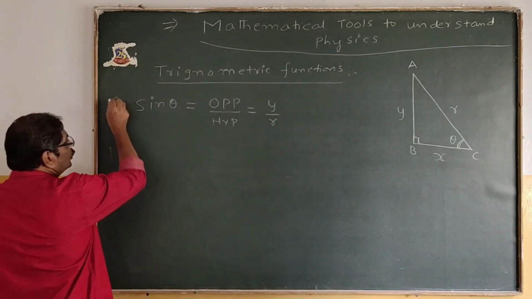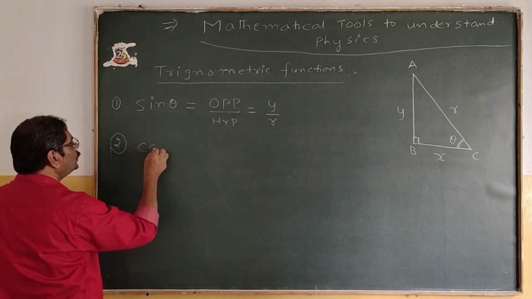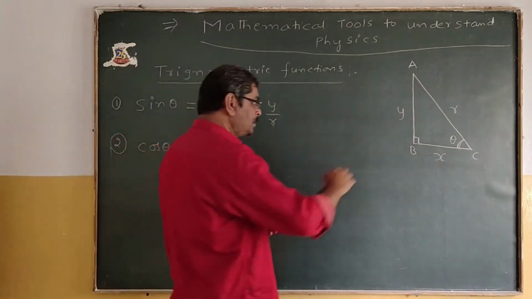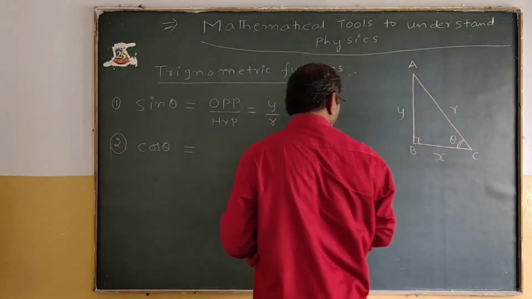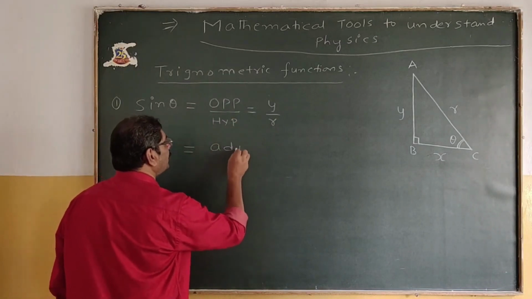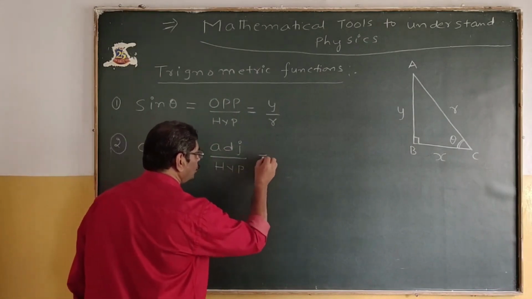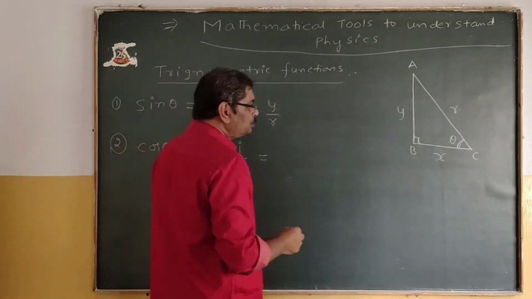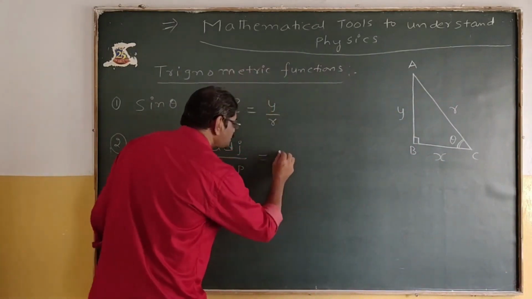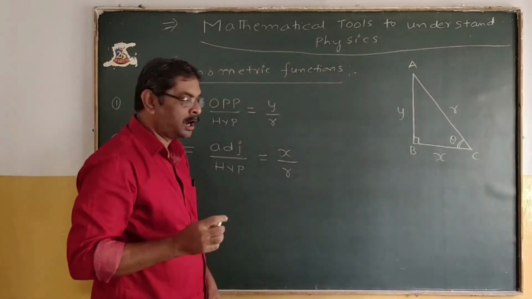Similarly, the second trigonometric function is cos theta, and cos theta is always defined as adjacent divided by hypotenuse. So cos theta is numerically equal to x divided by r.